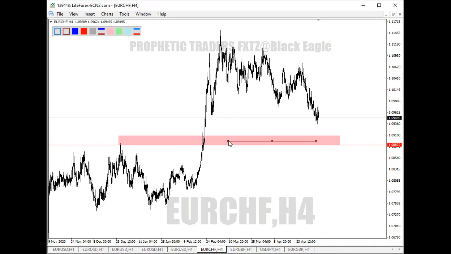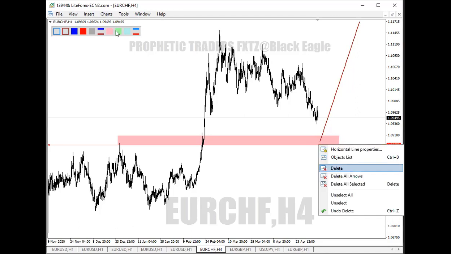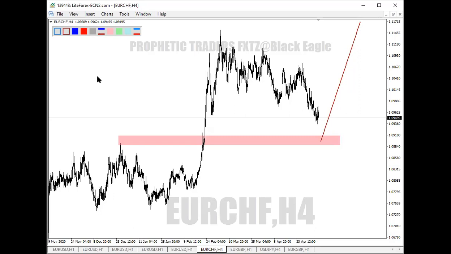So price will respect this area as a swap zone, because this area was previously demand, then solid supply, and now it's demand. So it's a strong idea.